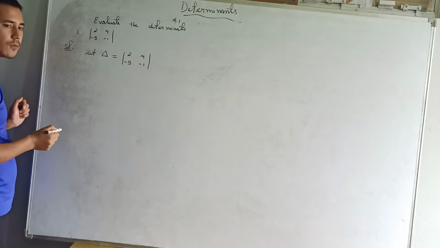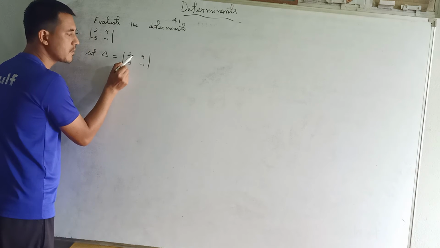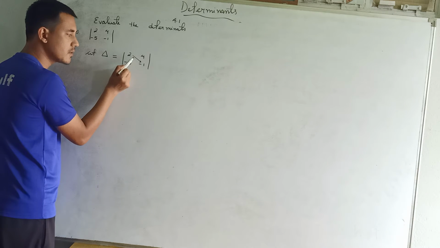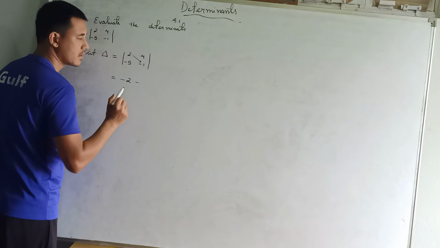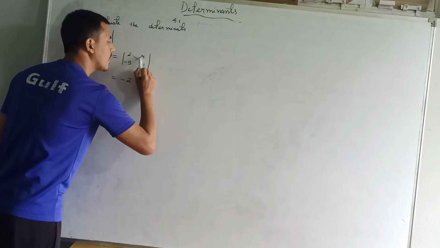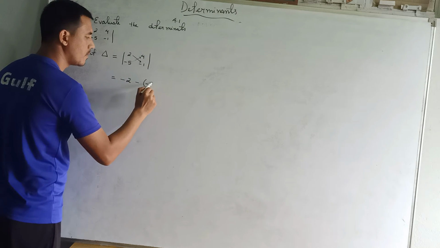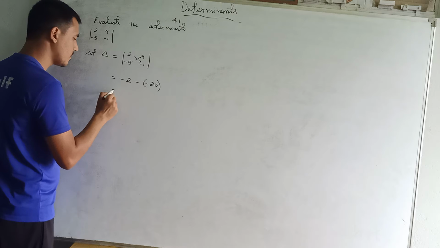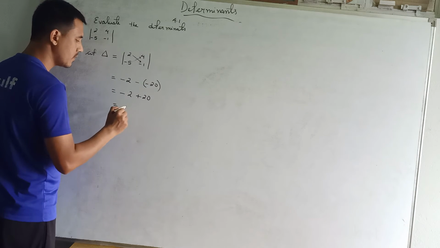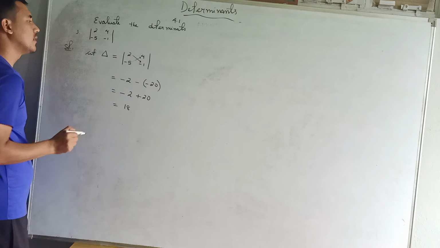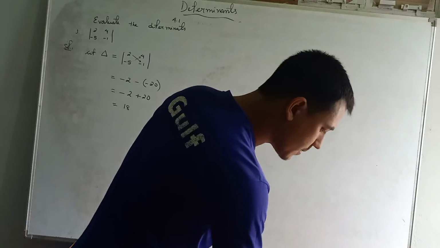So this is a determinant of order 2. So expansion will be very easy. We first multiply the diagonal elements. 2 times minus 1, minus 2. Minus, and we multiply the anti-diagonal elements. Minus 5 times 4, minus 20, right? So that is minus 2, minus minus plus 20. 20 minus 2, 18. So the value of the given determinant is 18. Is it clear? Okay. We can try some more questions.